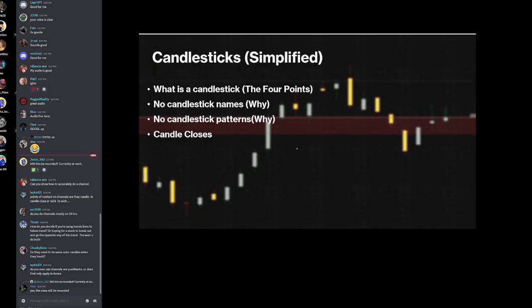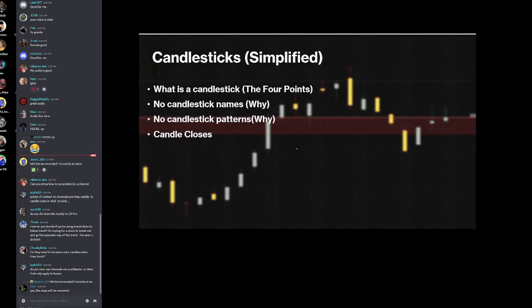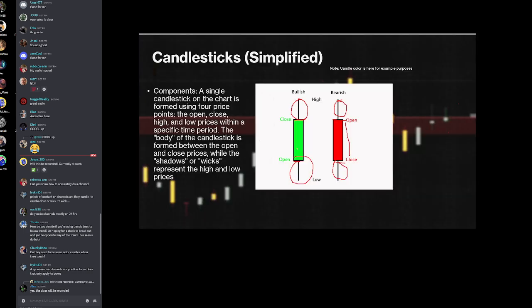But we're going to talk about candlesticks. Okay, I don't know why I decided to put that in there. It's okay, past me. All right, now we're going to go over the basics of these candlesticks.